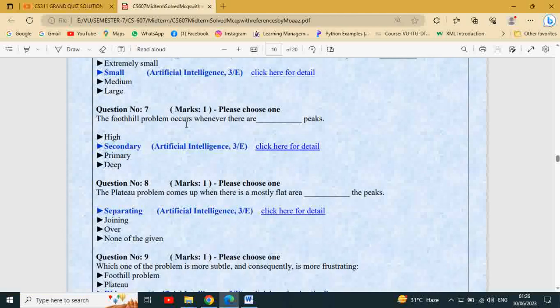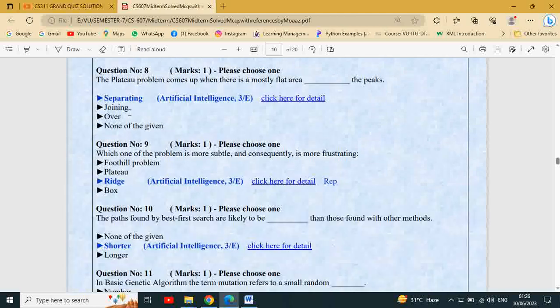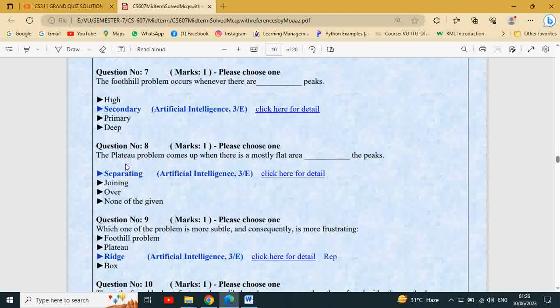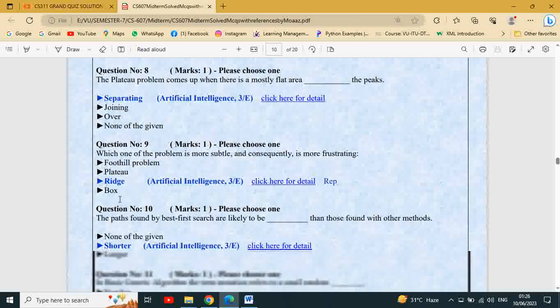The foothill problem occurs whenever there are secondary peaks. The plateau problem comes up when there is a mostly flat area separating the peaks. Which one of the problems is more subtle, consequently more frustrating?